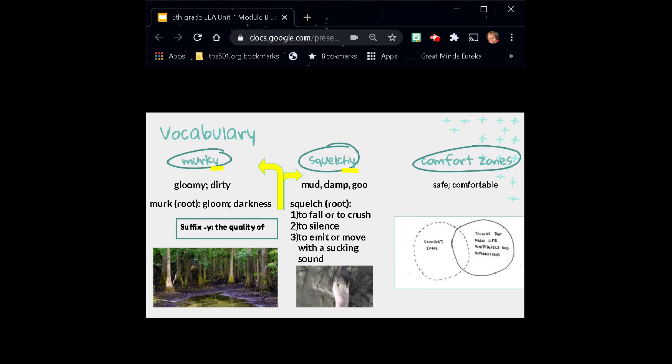Murky, gloomy, dirty. Murk is the root word. It means gloom and darkness. The suffix with the hyphen y, well, when you add the y to the end of a root word, it changes the word to the quality of what the root word was. So when we had murk, we added y to it, which made it murky, which meant the quality of murk, which is gloom and darkness. So we could say gloomy and dirty.